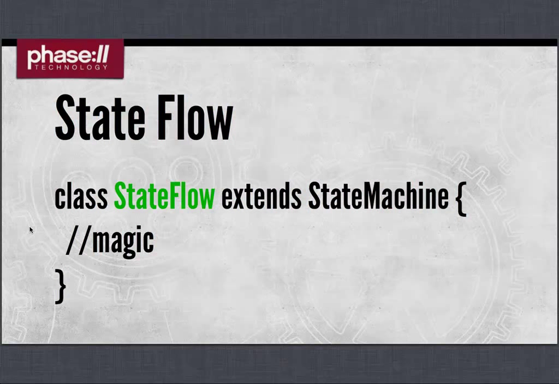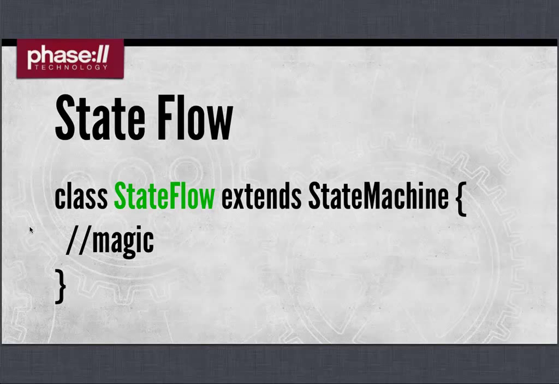State machine comes bundled with a submodule called state flow. I wasn't mean and just wrote an abstract class and said, go use my module and you figure it out. State flow actually implements state machine. Out of the box, it gives you the draft, published, unpublished events and states. So if you just have a basic workflow, you can download the state machine module, enable state flow, which will enable state machine, and you'll have workflows on your content types.